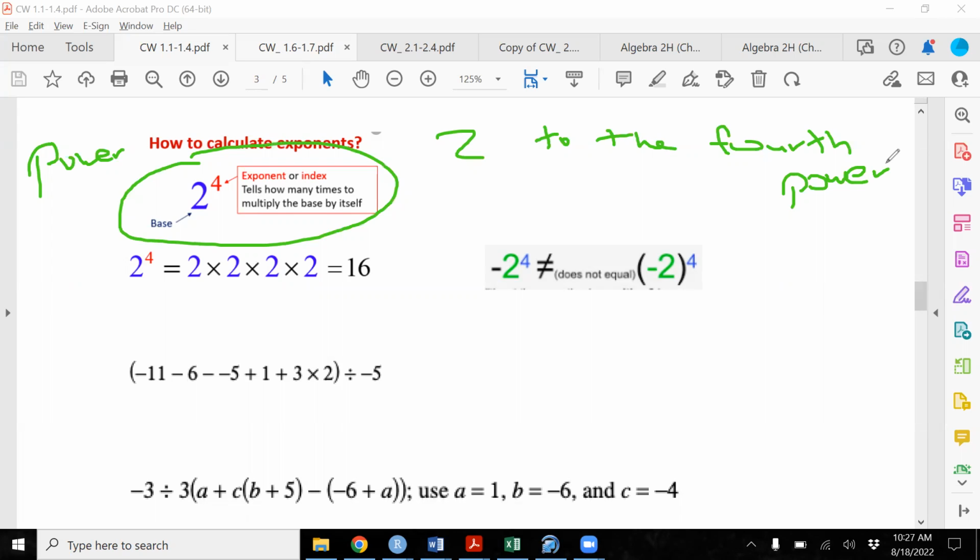And what does it mean? It means you take the base and multiply it that number of times. So you multiply 2 four times, and that's not hard to do: it's 16. So that should be pretty standard. It's the things you've seen many times. This is very important.